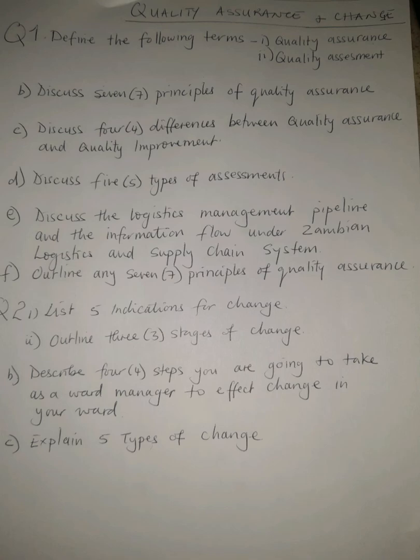Then we move on to part 2 of number 2, outline 3 stages of change. The 3 stages of change: number 1, unfreezing, number 2, changing, and number 3, refreezing. On the first stage of unfreezing, this involves making the need for change so obvious that it can be understood and accepted easily by people who are affected by the change. So this is where you explain the reasons why change has to happen, make people understand so that they can stop doing the things they used to do and prepare themselves for new things to come. Then we have changing.